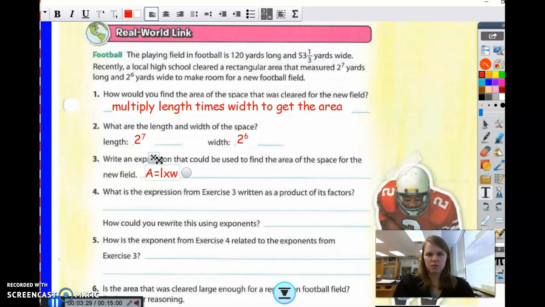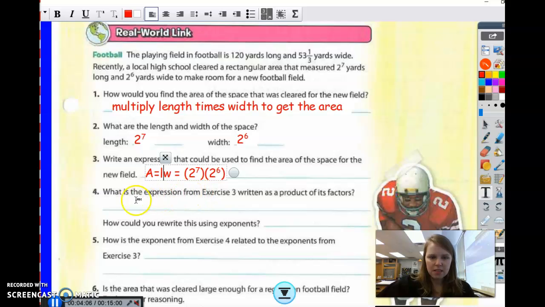So maybe what I could do is I could say 2 to the 7th times 2 to the 6th. I don't really need a parentheses, do I? I don't really need a times symbol. I feel like we're good now. We could say area equals length times width. We know now that letters next to each other or numbers next to each other imply that they are multiplied if you've got something like this, the parentheses here.